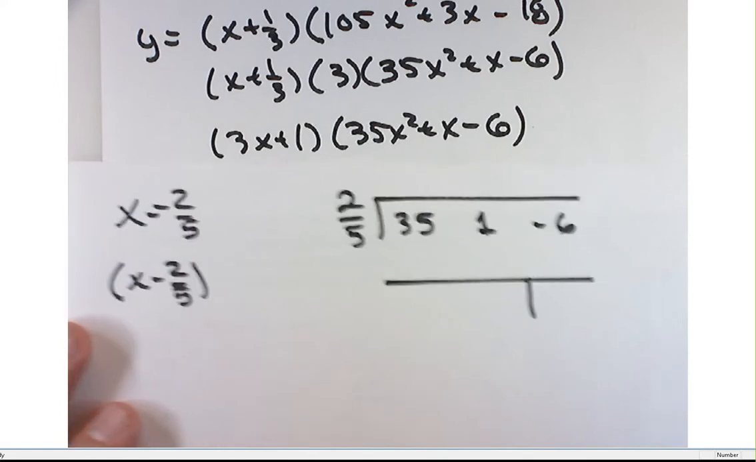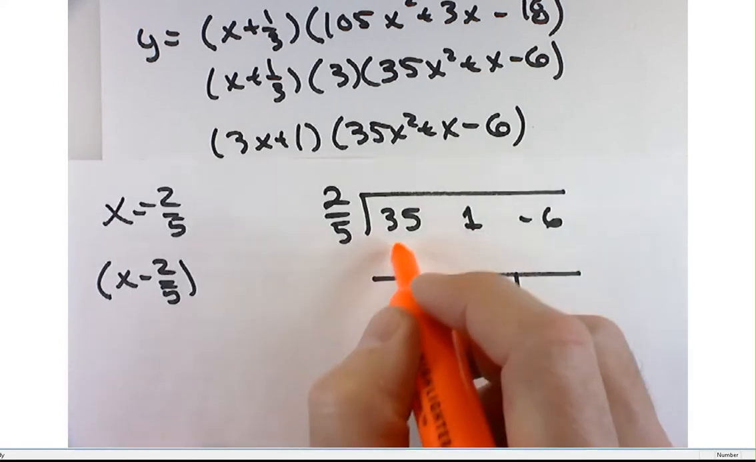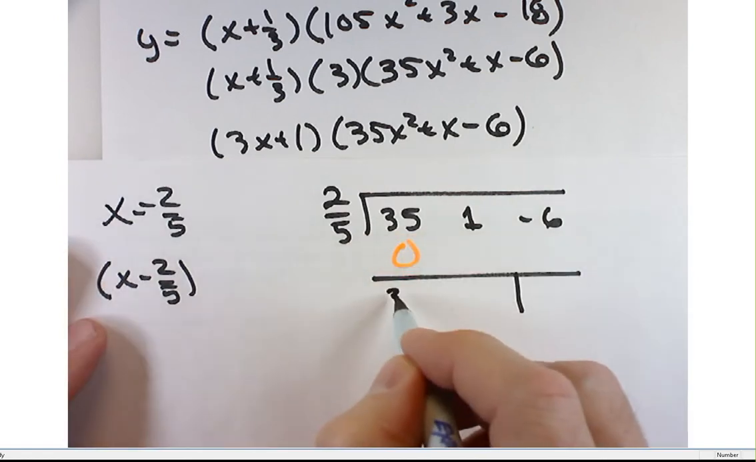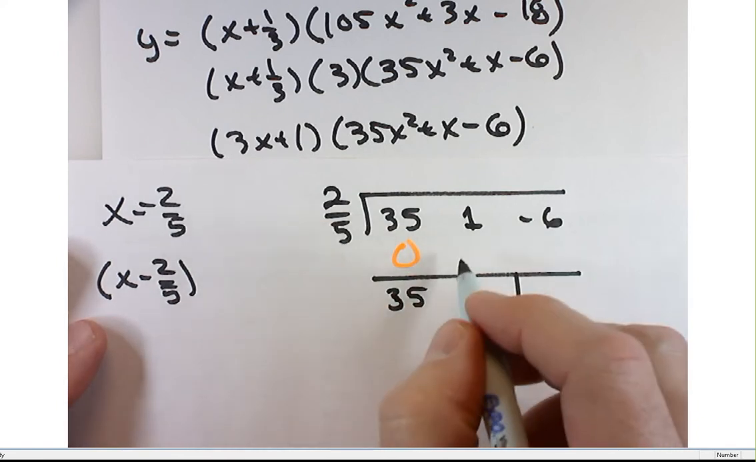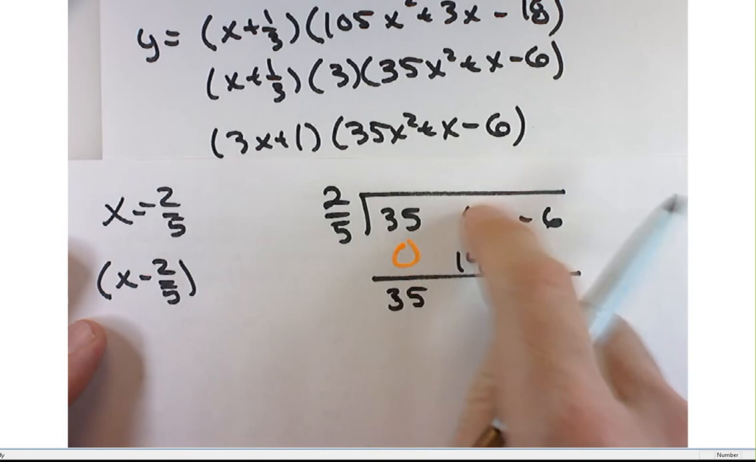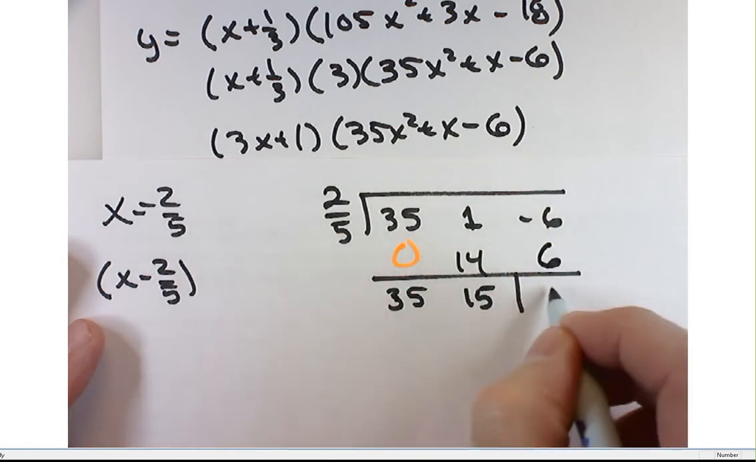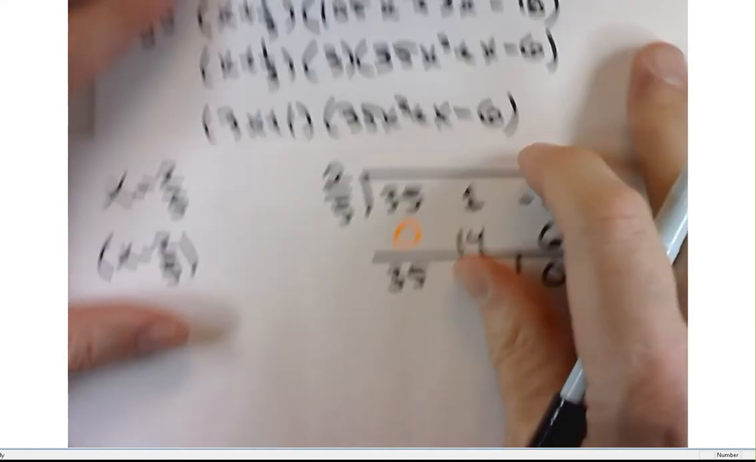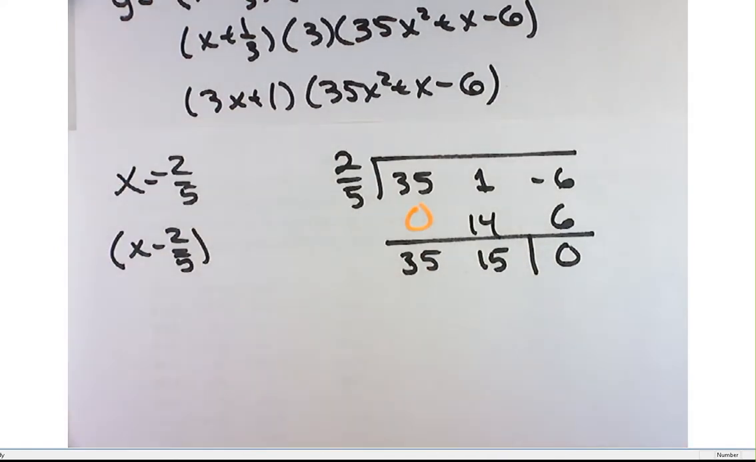And let's take a look here. Start out with a 0 as before. I get 35. Multiply by 2/5 gives me 14. Add going down gives me 15. Multiply gives me a 6. And sweet. It worked out. I found another root. So that lets me rearrange my polynomial yet again.